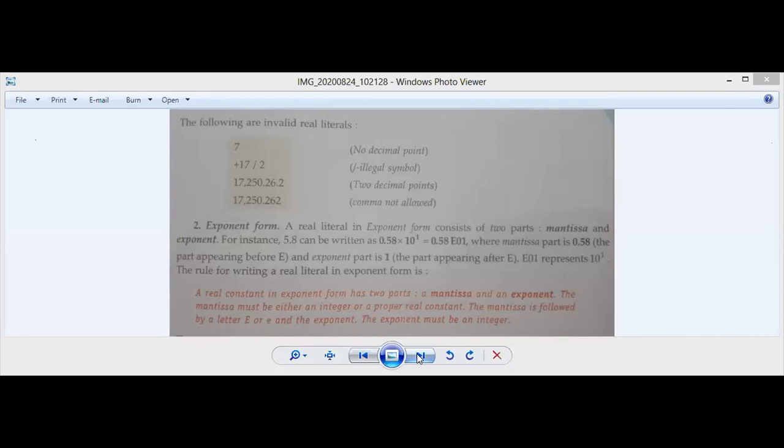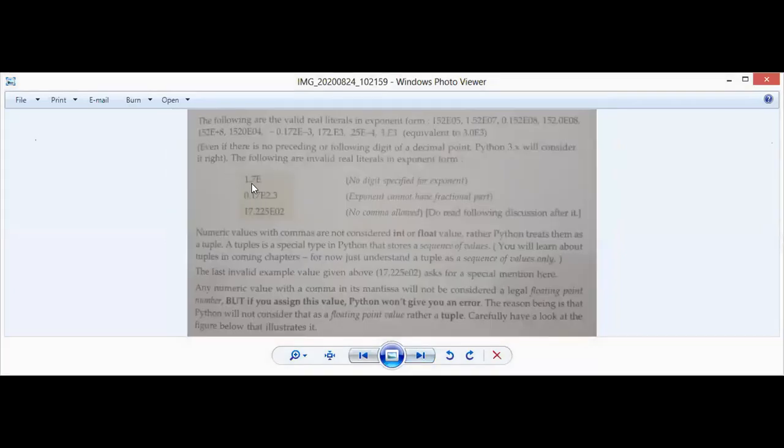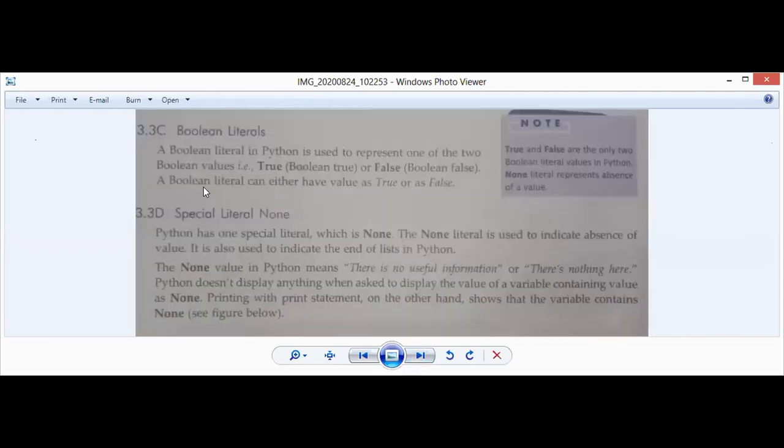Now here examples are given. You can see 1.7E is a wrong example, because there is no digit after E. The correct examples are 152E05, 1.52E07, 0.15E08, 152.E08. So these are correct examples and these are wrong examples. Is it clear? So that is about the real literal.